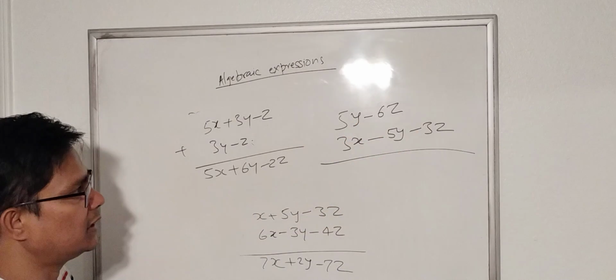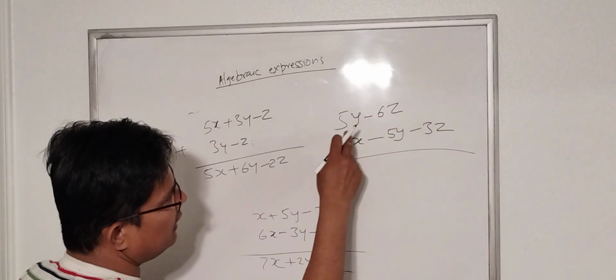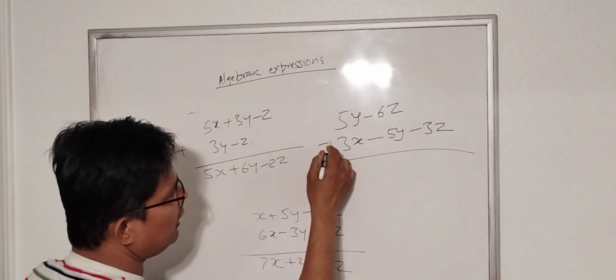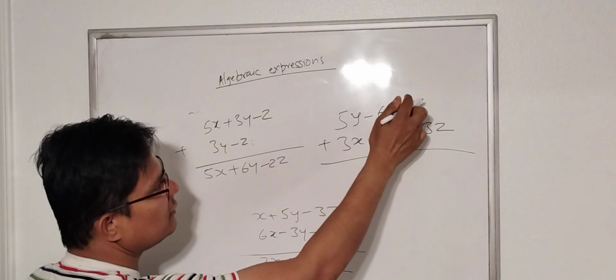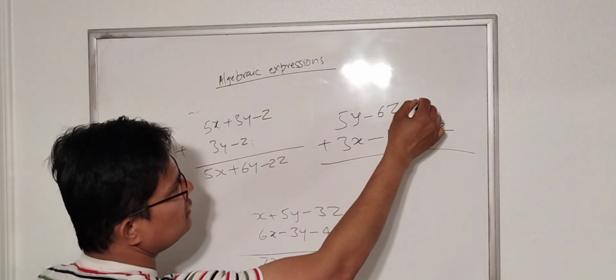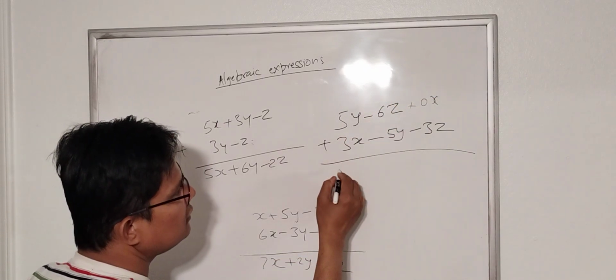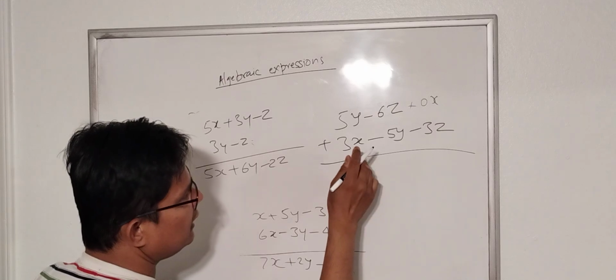Okay. So same thing, x is not there. So what I will do, I have to add this here. We don't see any x in this first expression, so I can just say 0x. So 3 plus 0, 3. So 3x will be there.